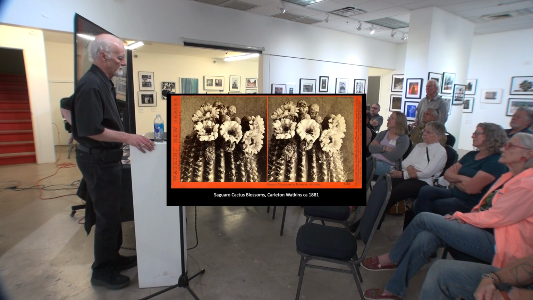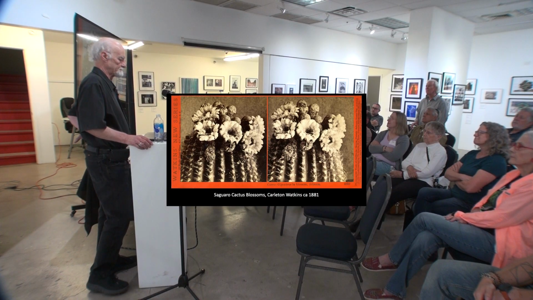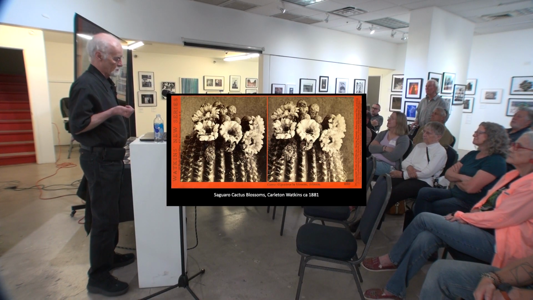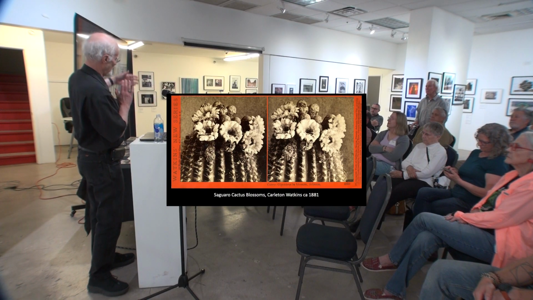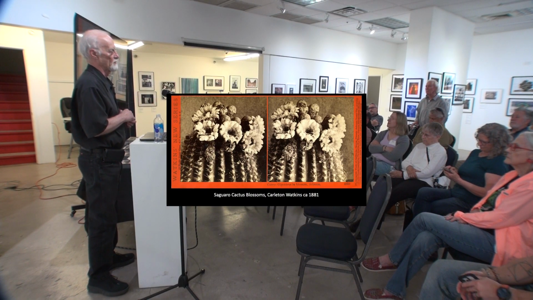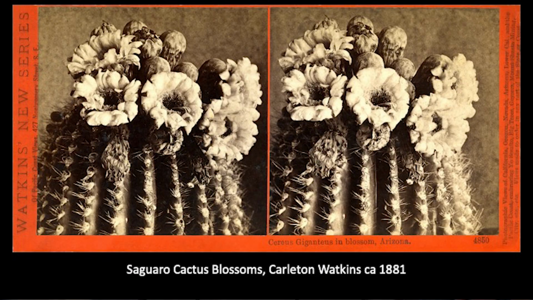Carleton Watkins, a very famous California photographer, also came across. He did 93 stereo images of Arizona and some large format images. I've got one mammoth plate photograph that he did of Santa Vera Mission. He did a small number of mammoth plates, a number of cabinet cards and smaller images, but primarily stereo views. This is a saguaro cactus bloom that he did in 1881.